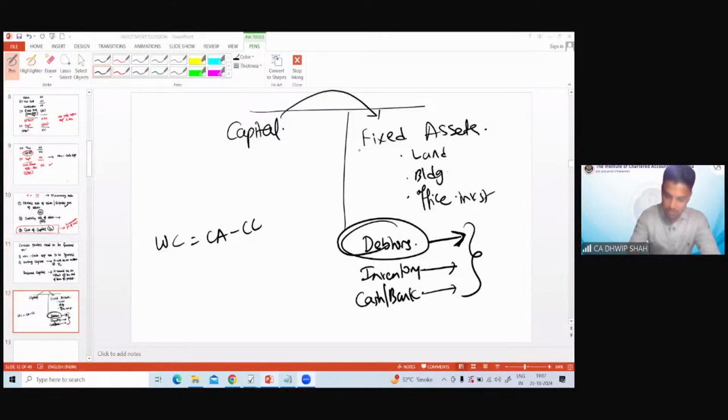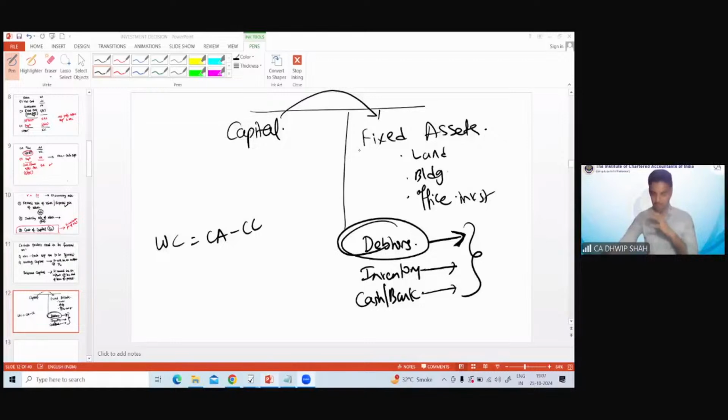Any queries now? In release, the outflow will come as inflow as the return. Working capital, yes. Sanya had a question, sir. Working capital can also be increased in coming years.